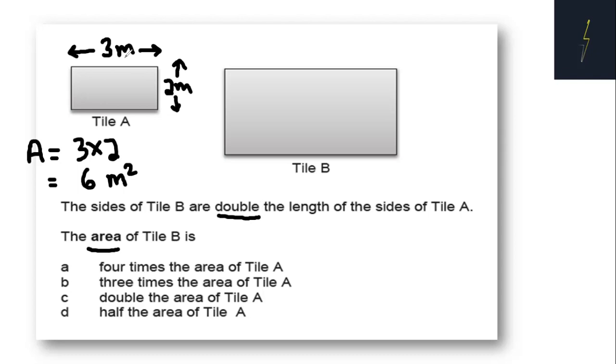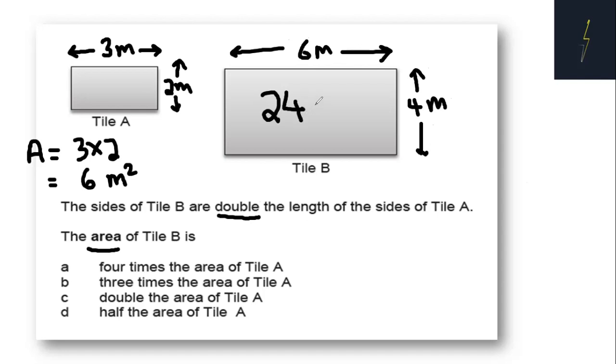They said that they're going to double the dimensions in tile B. So this 3 meters here becomes what? 6 meters. And this 2 meters here becomes what? 4 meters. All right. And now to find the area of tile B, we just have 4 6s. What's 4 6s? 24. So the area of tile B is 24 meters square.